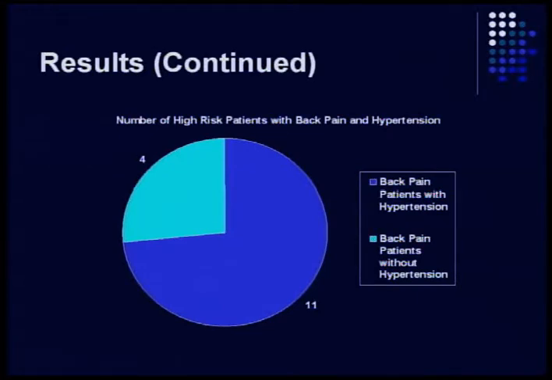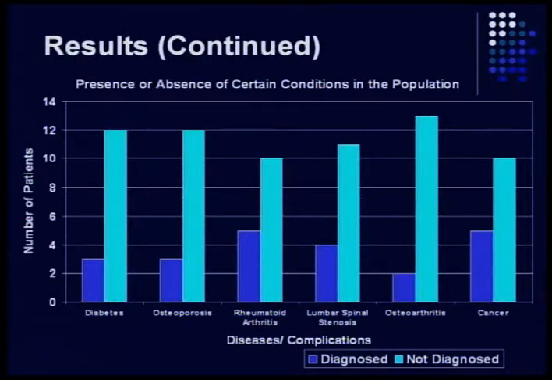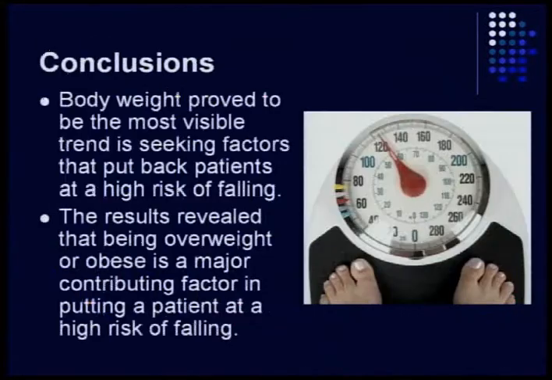The results further showed that 11 out of the 15 patients that were used in the study suffered from hypertension. The presence or absence of diabetes, osteoporosis, rheumatoid arthritis, lumbar spinal stenosis, osteoarthritis, and cancer was reviewed in the patient's charts. The results revealed that 3 patients were diagnosed with diabetes, 3 patients were diagnosed with osteoporosis, and 5 were diagnosed with rheumatoid arthritis. Furthermore, 4 patients suffered from lumbar spinal stenosis, 2 patients had osteoarthritis, and 5 patients have suffered from cancer.